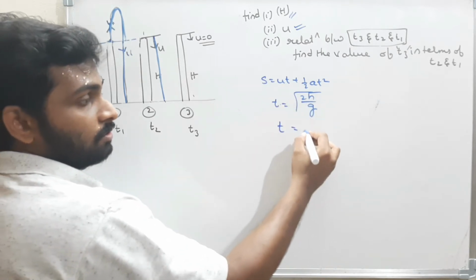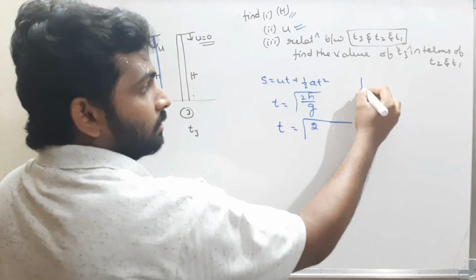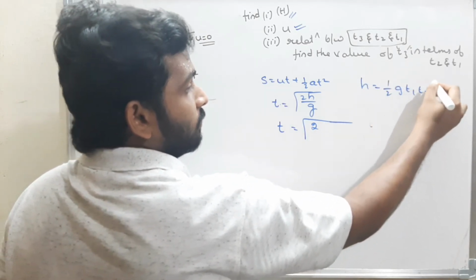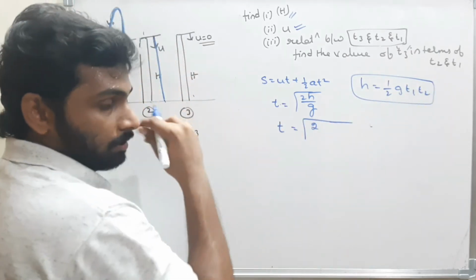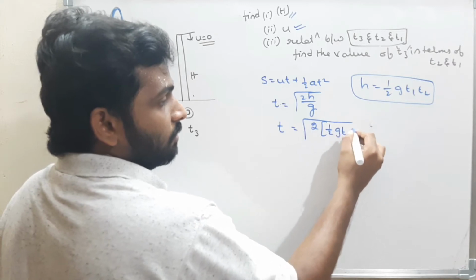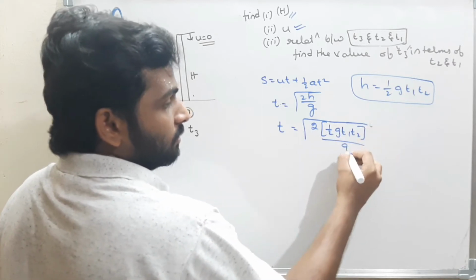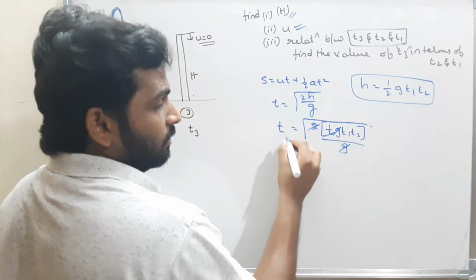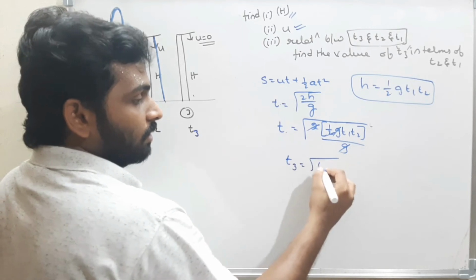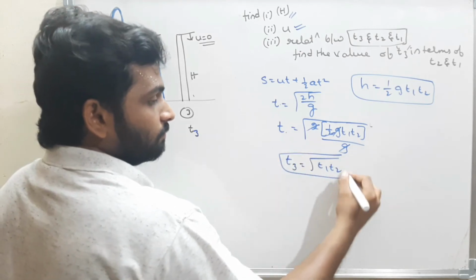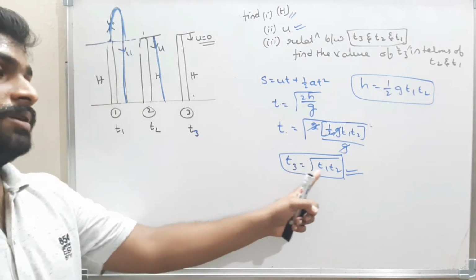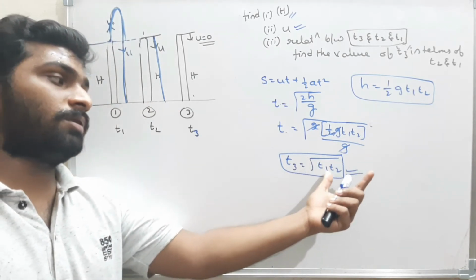Therefore, t is equal to root of 2h by g. What is the height we got? Height we got as half g t1 into t2. Do you remember this? The same thing I am keeping here. That is, t is root of 2 into half g t1 t2 by g. g cancels off, 2 cancels off. What is the time they gave? They gave us T3. Therefore, T3 is equal to root of T1 into T2. This is the answer. The relation between T3, T1, T2 is nothing but T3 is equal to root of T1 into T2.